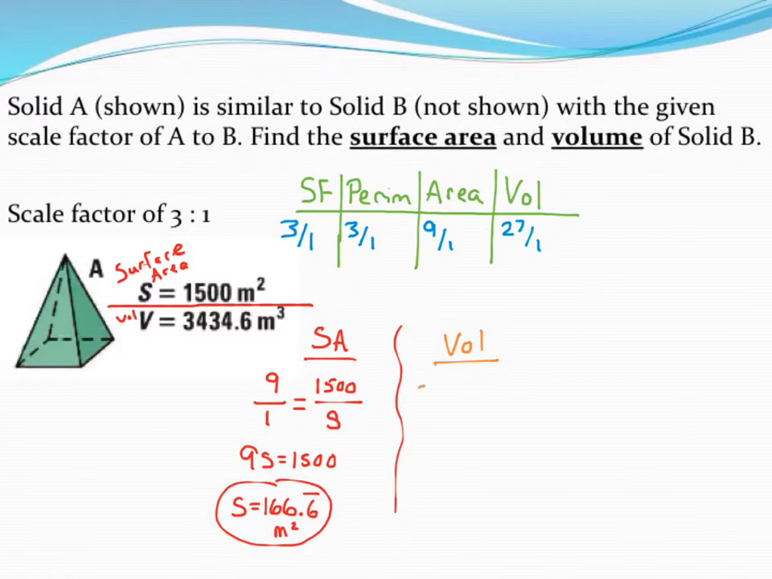So I'm going to set this up as 27 over 1 equals, I know the volume of the figure they gave me, what a weird number, 3434.6. That's the figure I see, and that's what I've been putting on top, so I'll be consistent, over the volume of the smaller figure. So let's again cross multiply and get 27V equals 3434.6. And finally, dividing both sides by 27, I get a volume of the smaller figure to be about 127.21, and again I'll include the label that they gave me in the problem, meters cubed.